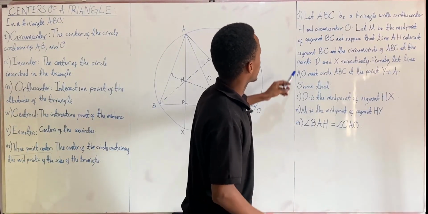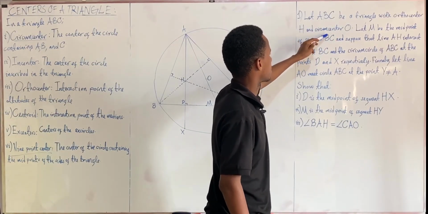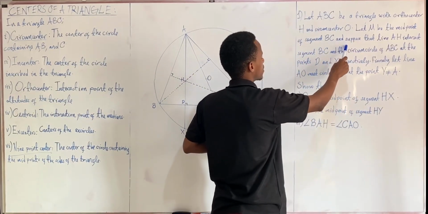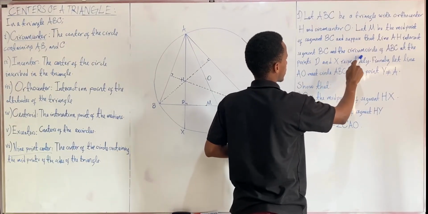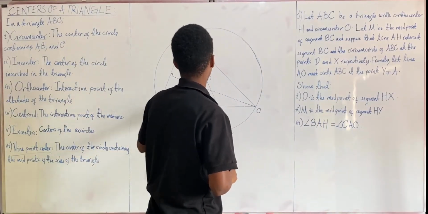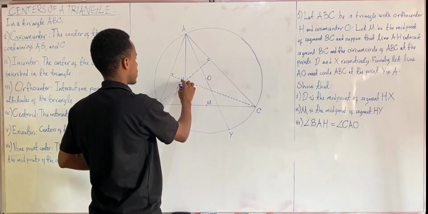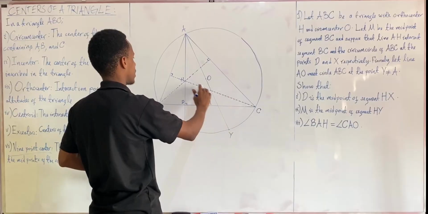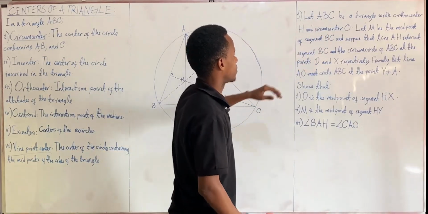So in this problem, we are going to consider a triangle ABC with orthocenter H and circumcenter O, and let M be the midpoint of segment BC. Suppose that line AH intersects segment BC and the circumcircle of triangle ABC at the points D and X. So we have a triangle ABC. Here is our circumcenter and here is our orthocenter. Of course, the orthocenter is the intersection of the altitudes, and M is denoted as the midpoint of BC.